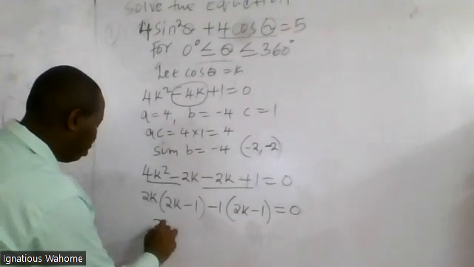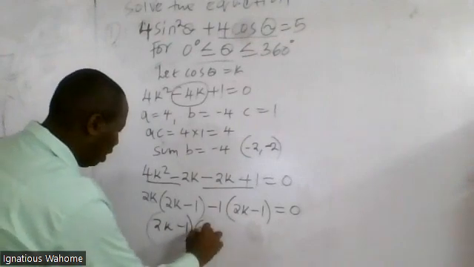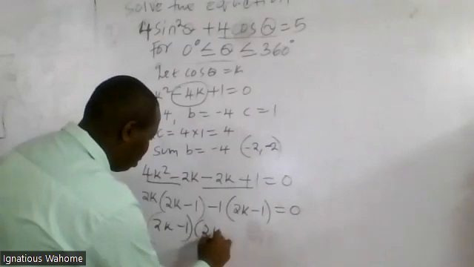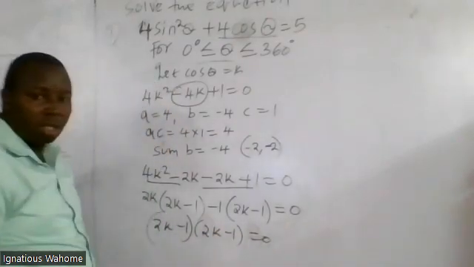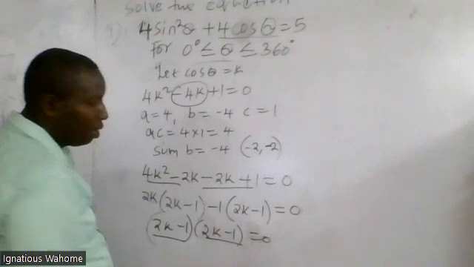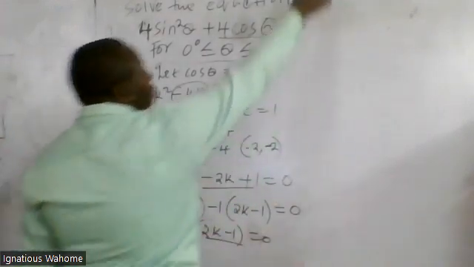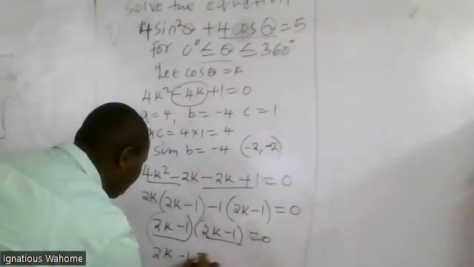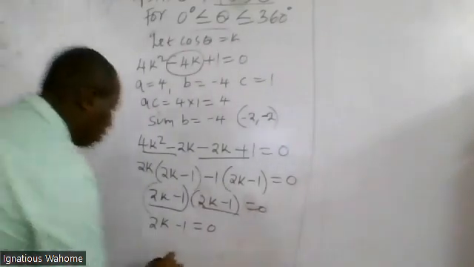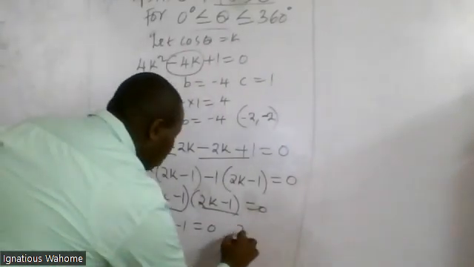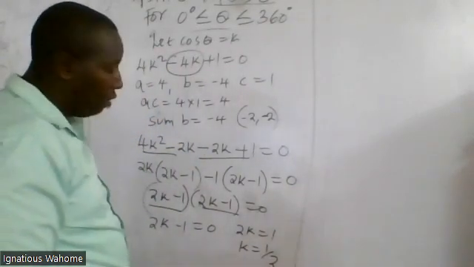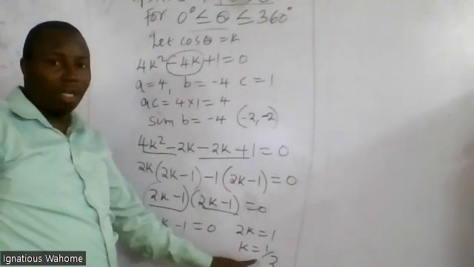So you have 2k minus 1 and 2k minus 1 equals 0. These two factors are equal, so you can simply say 2k minus 1 is equal to 0. Equate one of the factors because they are equal. So 2k equals 1. What is k? k is a half.